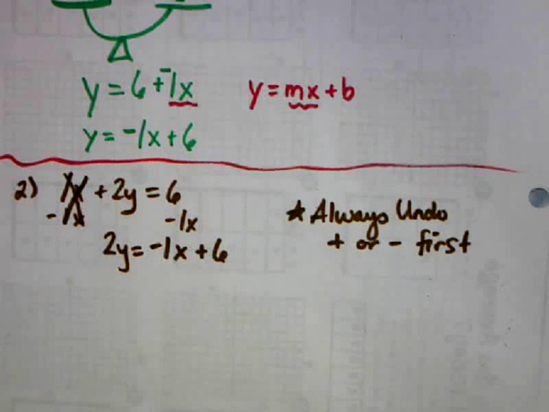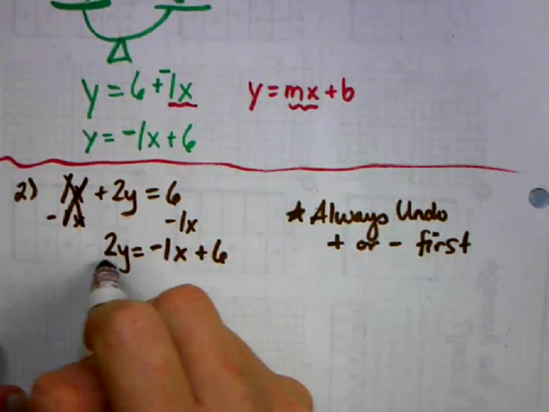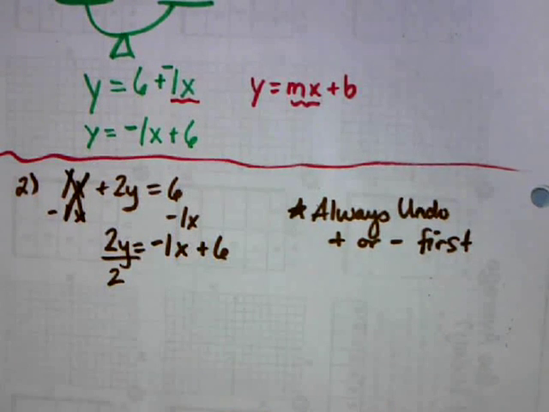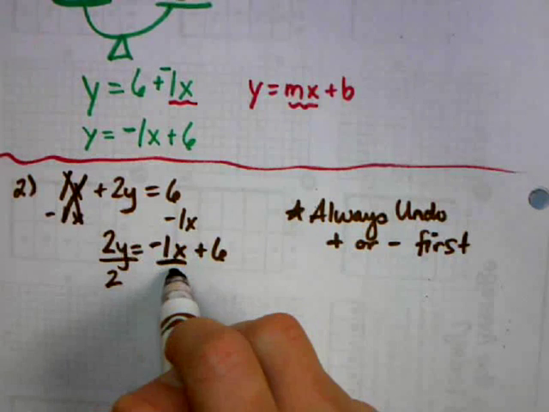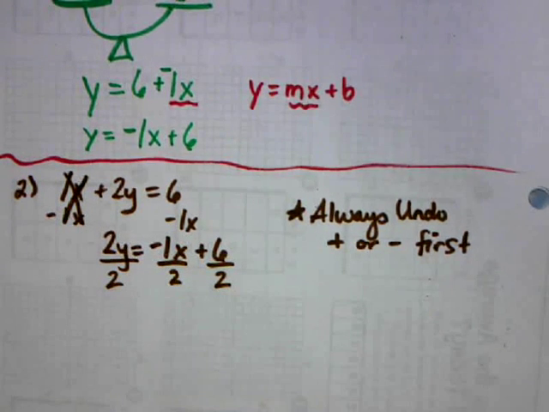Okay? Now, the y term is by itself, but the y is not by itself. Y is being multiplied by 2. How do you undo multiply? You divide. But if you divide one side by 2, you have to divide the whole other side by 2. Every single term gets divided by 2. You can't divide one of them by 2 and not the other. So everything gets divided by 2.